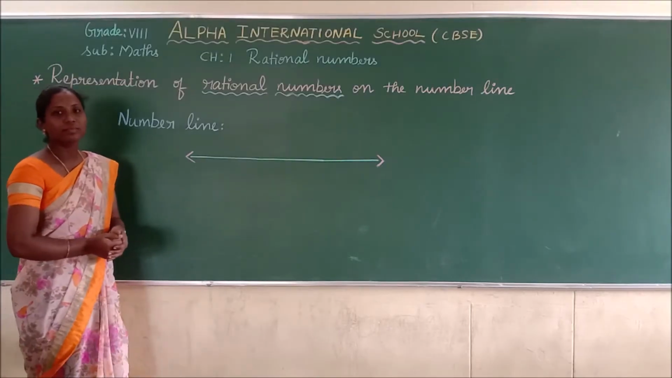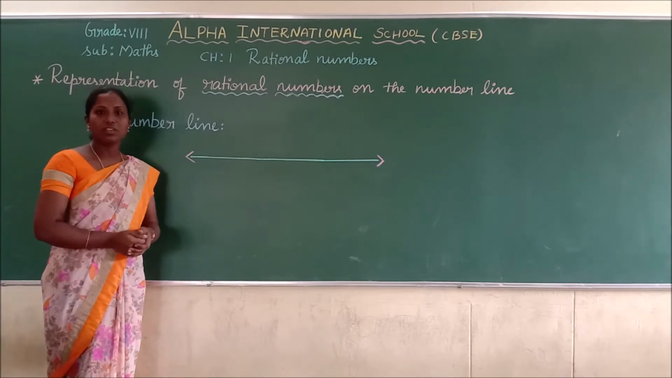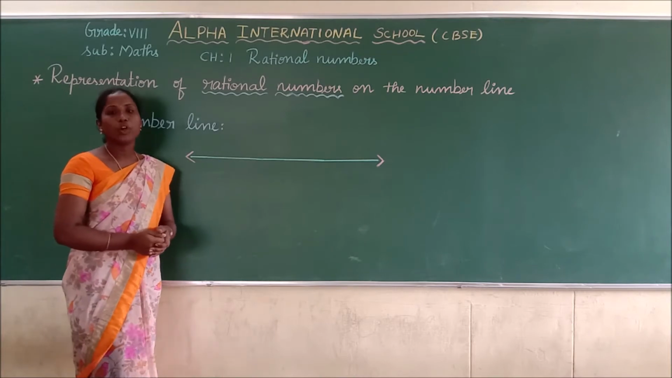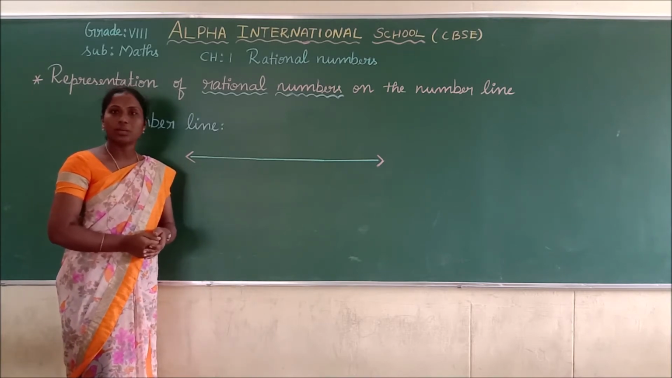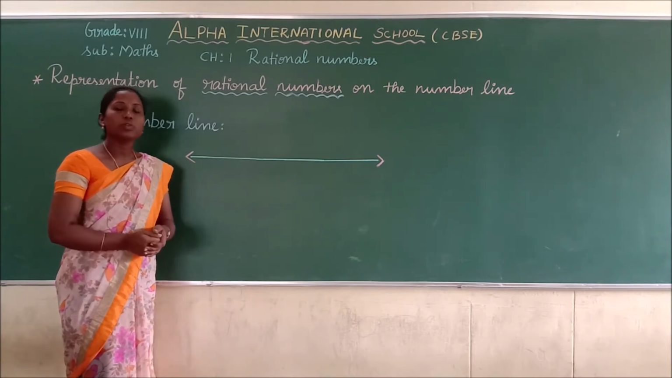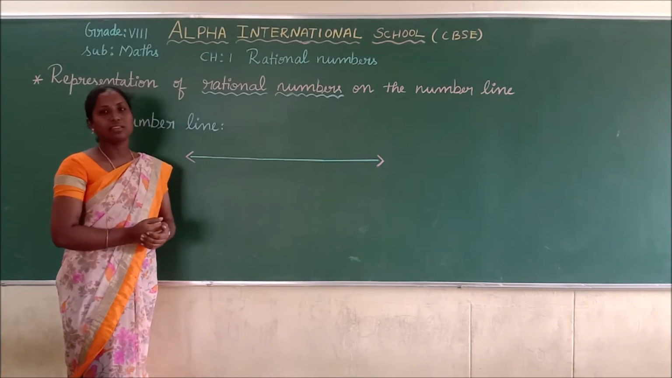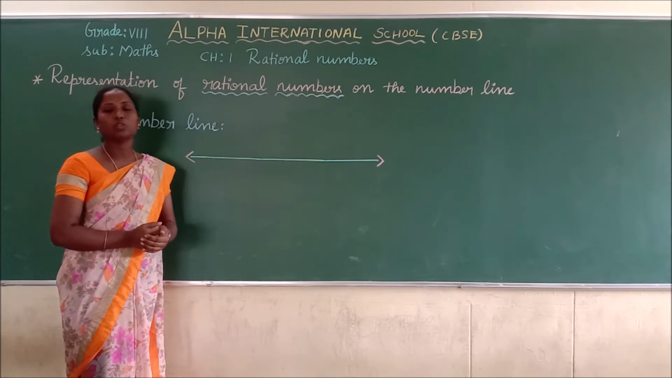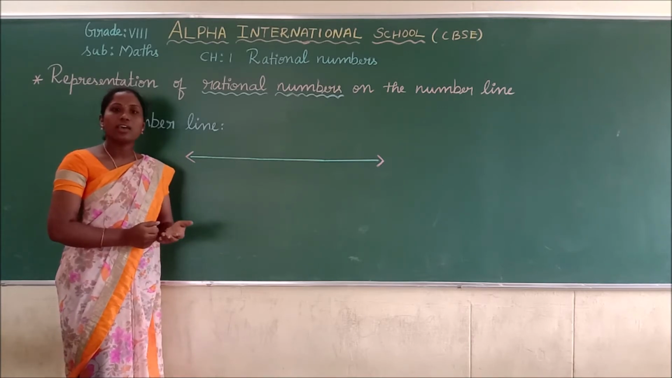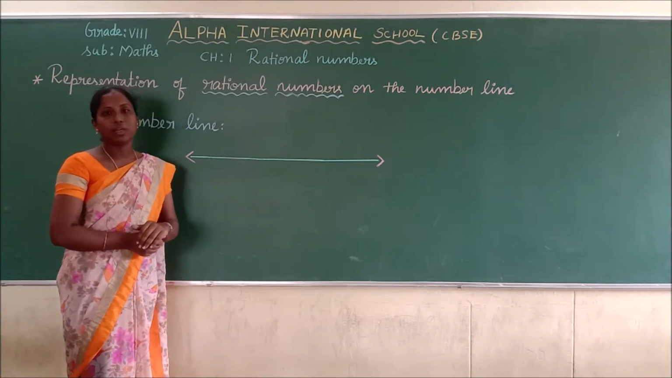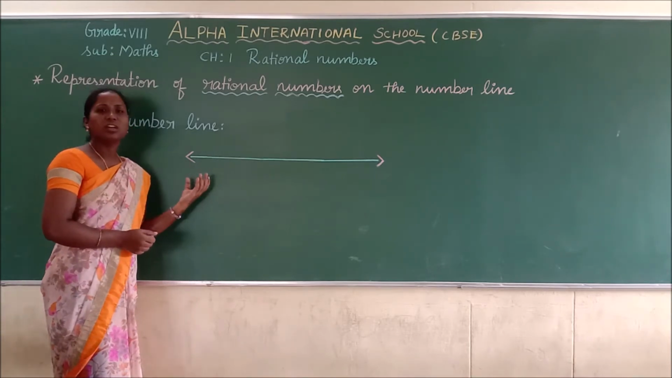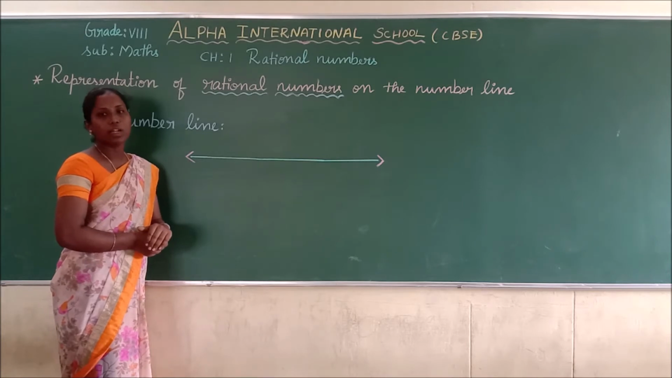Good morning children. In our first chapter, rational numbers, today we are going to learn how to plot a rational number on the number line. In your previous classes, in 7th and 8th standard, we have learned about a number line, how to plot an integer and a whole number on a number line. Let us see a quick revision about what a number line is.